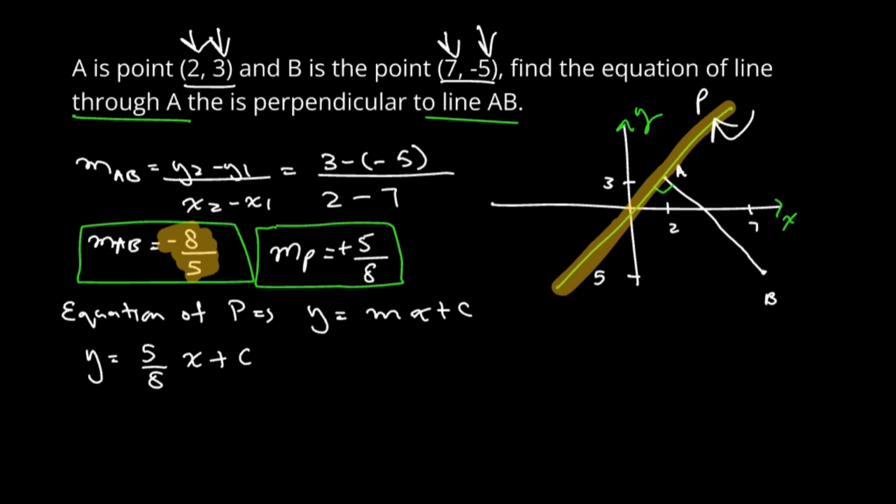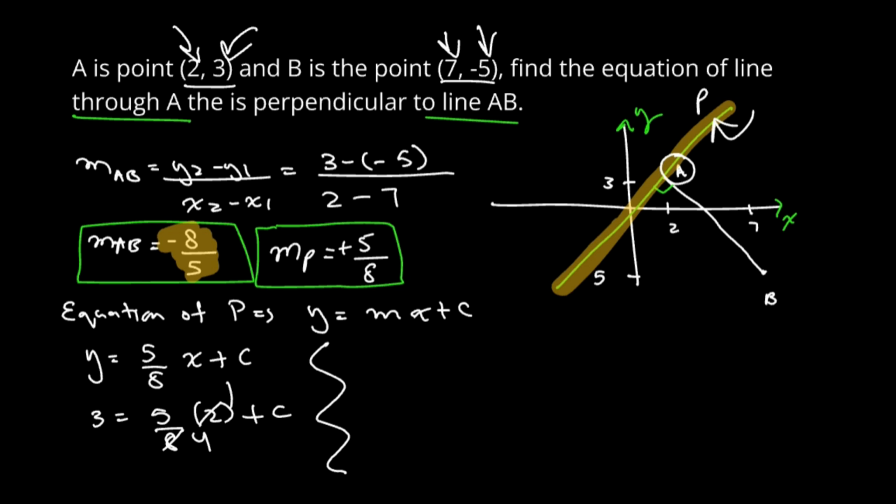So I know that P passes through point A, which is (2, 3). So for y, I'll substitute 3, and for x, I'll use 2. So 3 equals 5 over 8 times 2 plus c. 2 ones are 2, 2 fours are 8, so this becomes 3 equals 5 over 4 plus c. And 3 minus 5 over 4 equals c. So c equals 7 over 4.